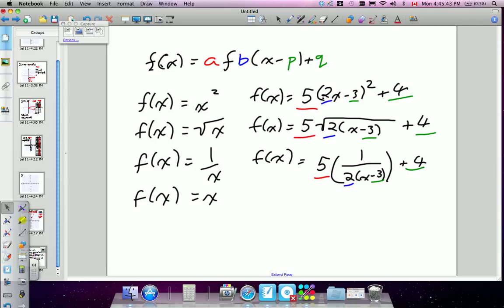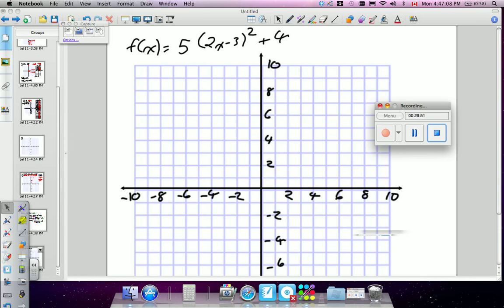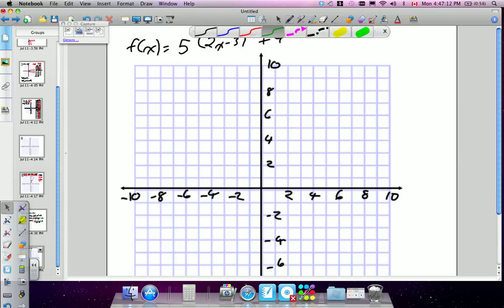Let me quickly think of a linear function. I haven't done this with a linear function. Okay, so let's say we have our quadratic function. We know that this is going to deal with transformations on the x-axis and the y-axis, and it's just moving the vertex, okay? So negative 3 means I'm going to the right 3, and positive 4 means I'm going up 4. So here's my new vertex.